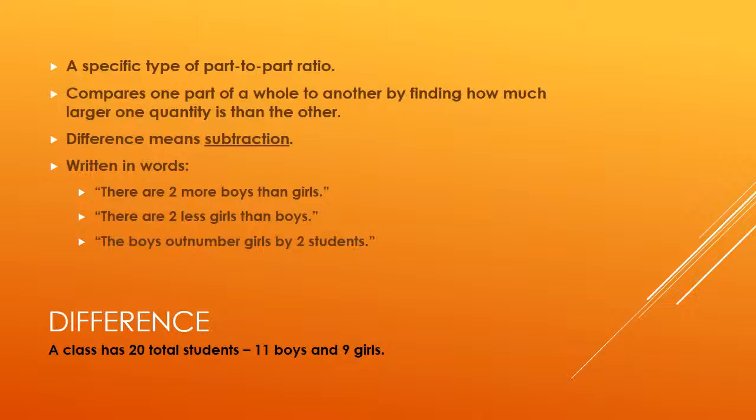So if we look at our class again of 11 boys and 9 girls, we could say there are 2 more boys than girls because 11 minus 9 is 2. We could say there are 2 fewer girls than boys, same thing. Or we could say the boys outnumber the girls by 2 students. Those are all different ways of stating the difference between 11 boys and 9 girls.